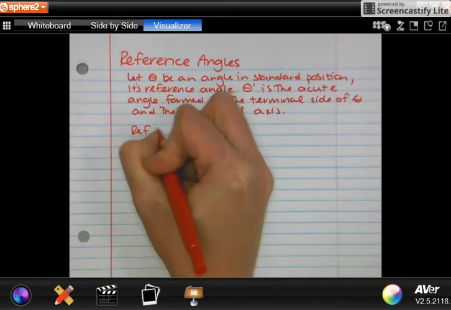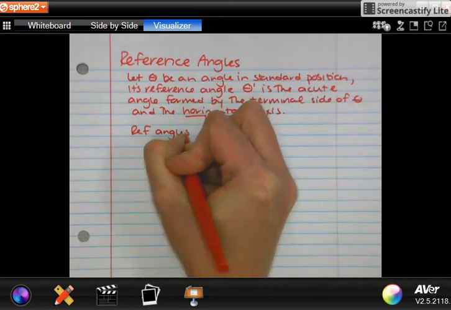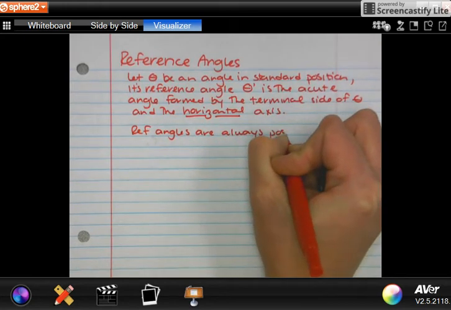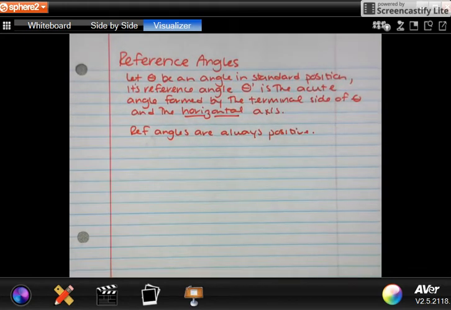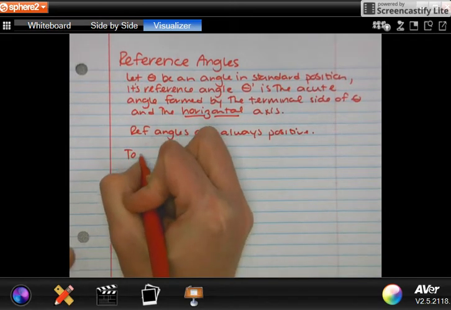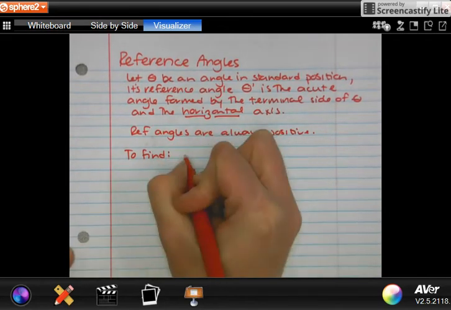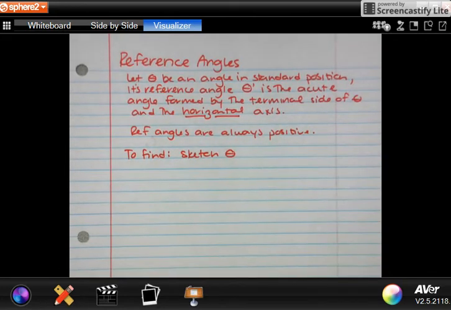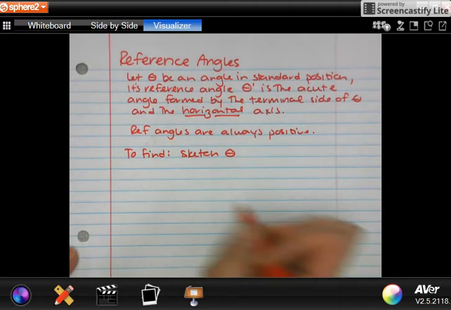Reference angles are always positive. So to find reference angles, the first thing I would do is sketch theta. What that does is help you figure out what you need to do to find the reference angle. Let's do a couple of sketches.